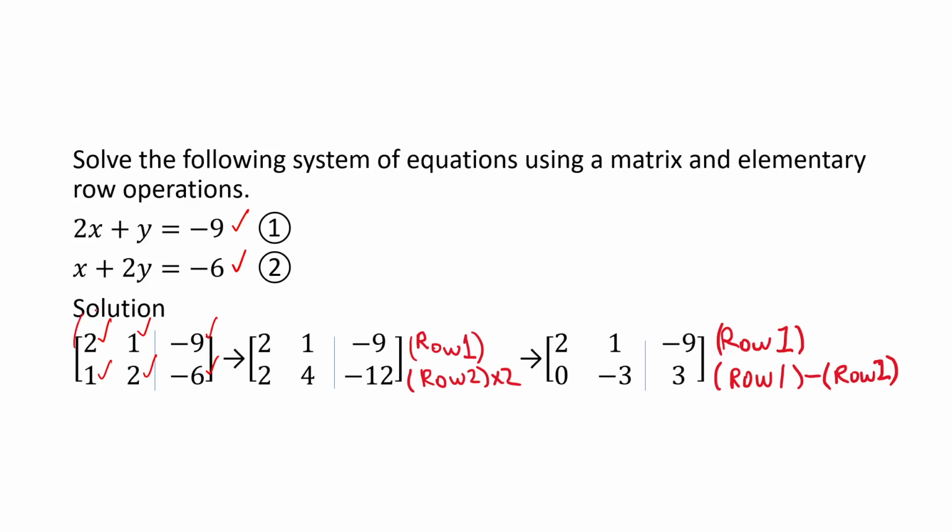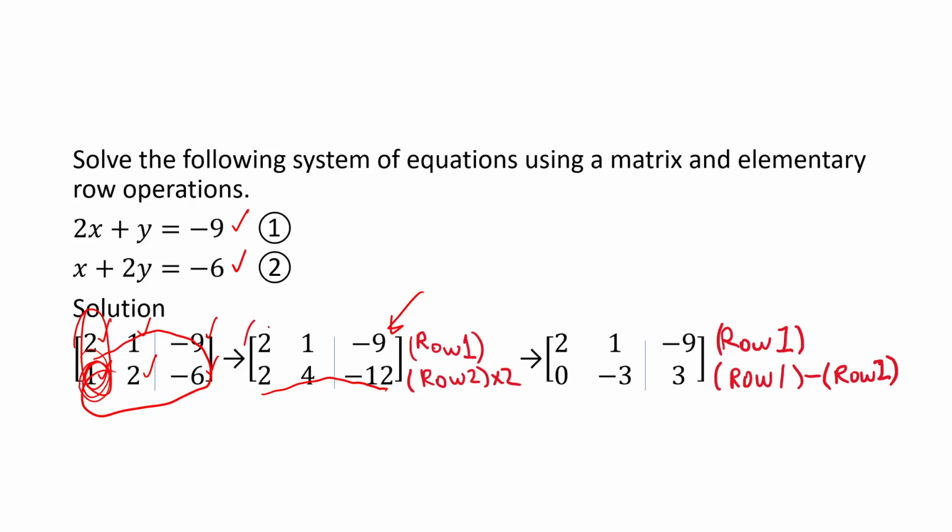Now, I'd like for both of these coefficients to be the same. So I'm going to multiply the entire row 2 by 2. I'm not allowed to only multiply that 1 by 2. I have to do it to the whole row. So if I multiply this whole second row by 2, I get 2, 4, negative 12 instead of 1, 2, negative 6. And the first row stays the same. It's still 2, 1, negative 9.